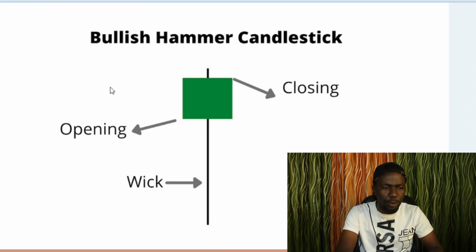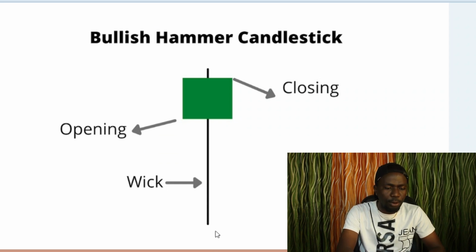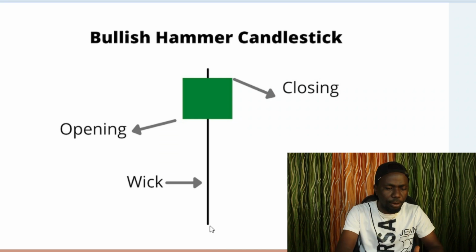Formerly the price was going down, the sellers were active, they were pushing the price down, and when the price got to a support level, what happened? The buyers now step in when the price got to a support level and push the price up to the extent that the price closed here, forming this wick.